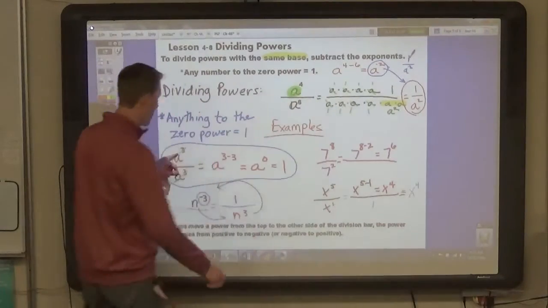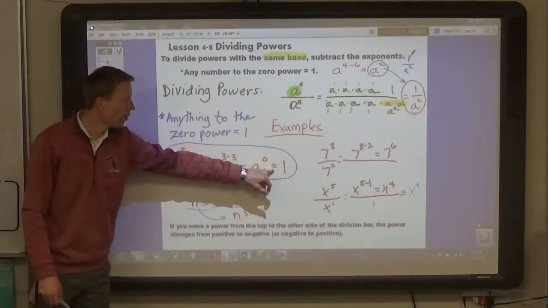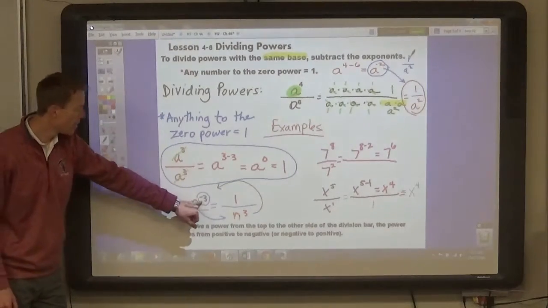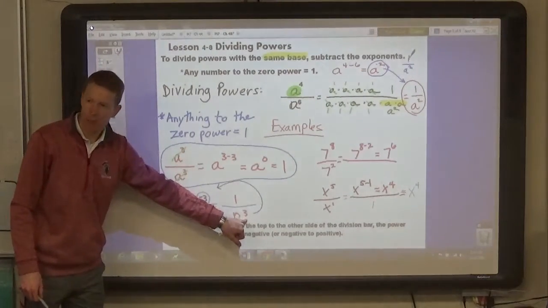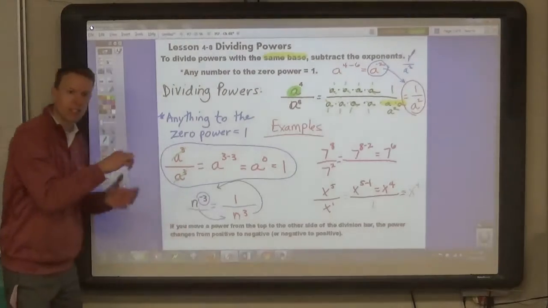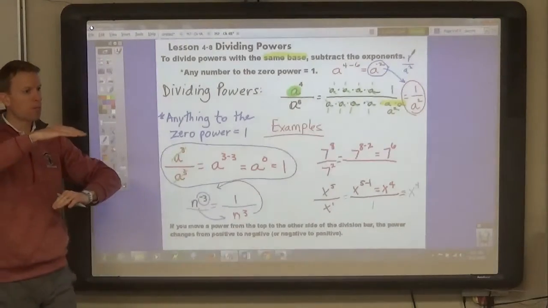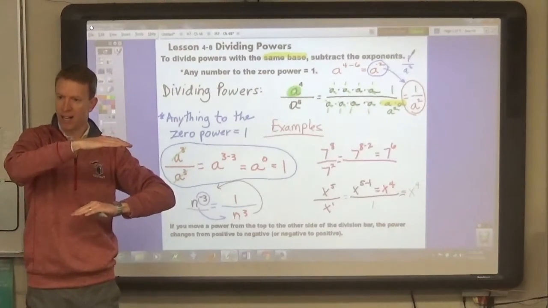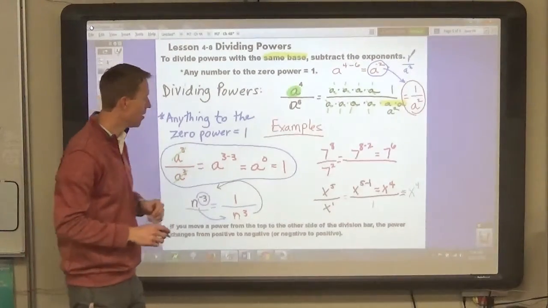Look at this. A to the 3rd over a to the 3rd. All the a's cancel out, and it's a to the 0 power or just 1. Okay? N to the negative 3rd power can be written as 1 over n to the positive 3rd power. So again, anytime you have the negative power, if you move it to the other side of the division bar, so if it was on the top line, you move it to the bottom line, it becomes its opposite. If it was negative, it becomes positive. If it was positive in the denominator, it becomes negative if you move it up to the top line. Okay? And that's what this is talking about.